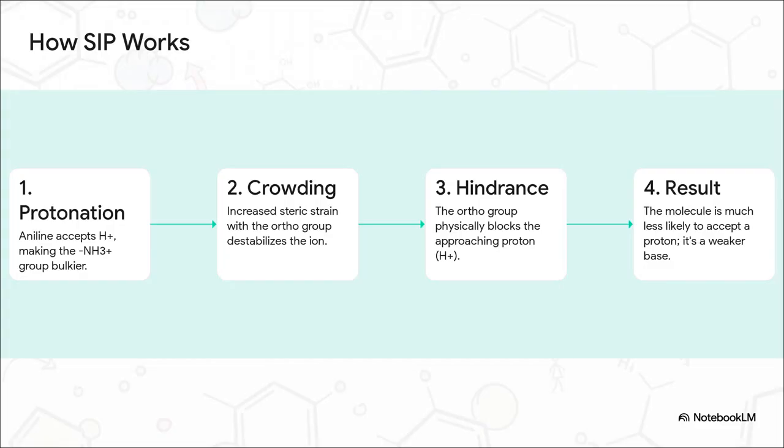So here's the play-by-play. For aniline to act as a base, it's got to accept a proton. But when it does that, the nitrogen group actually gets bulkier, and that creates even more crowding with the ortho group next door. This makes the resulting ion incredibly unstable. The molecule just hates being in this crowded state, so it's way less likely to accept that proton in the first place, and that of course makes it a much, much weaker base.